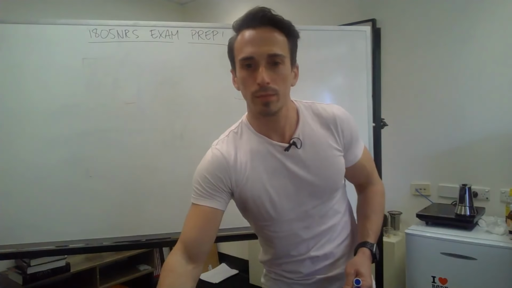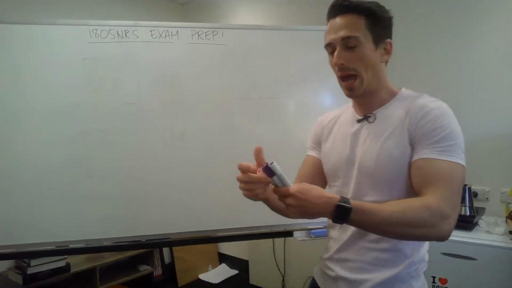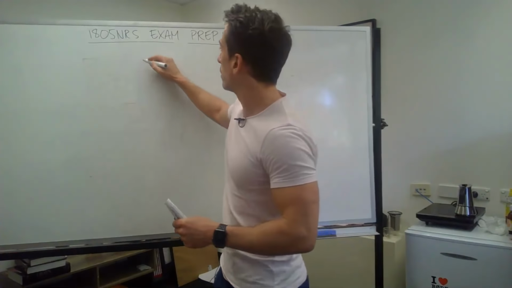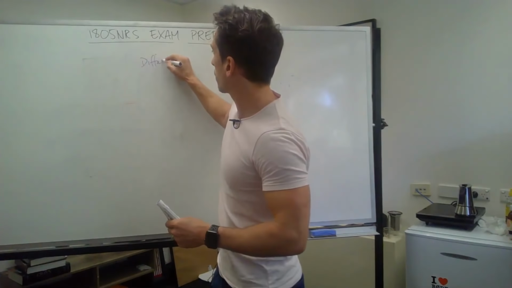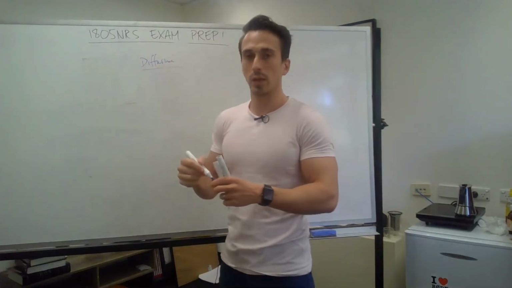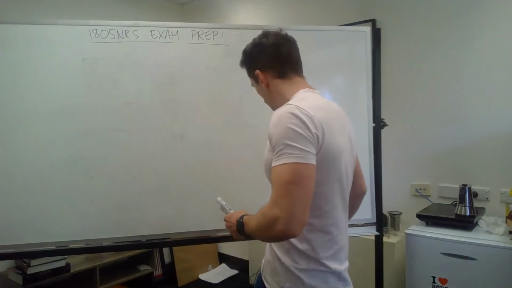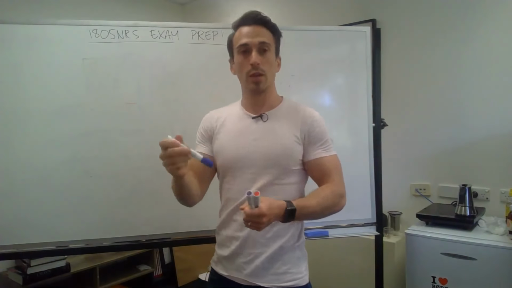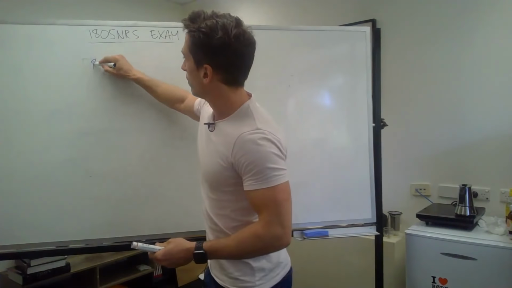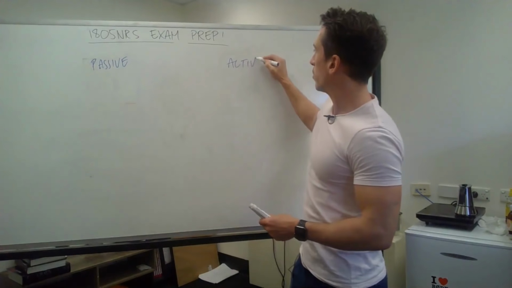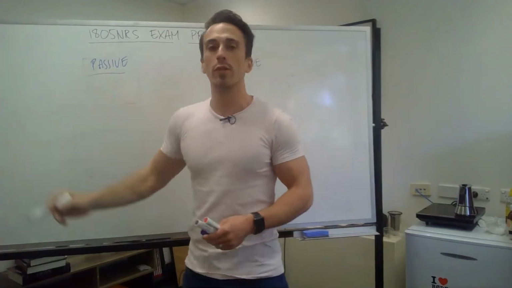All right. So when we want to have a look at the processes of diffusion and osmosis, firstly, let's go through diffusion. Actually, let's just break it up into active and passive transport, because that way we cover a couple of learning outcomes. First one is this: passive versus active transport.